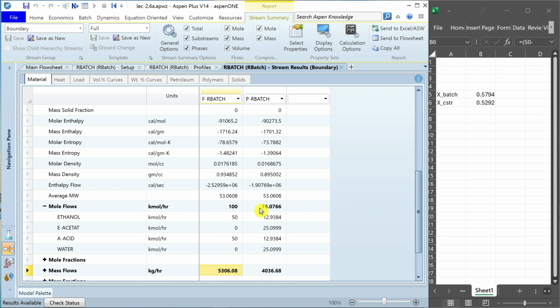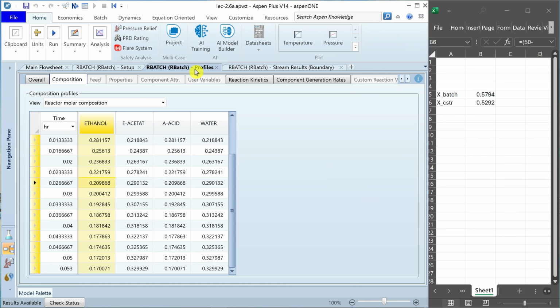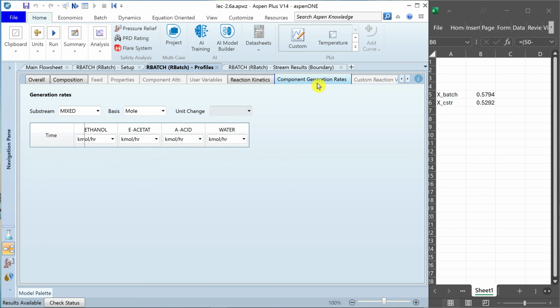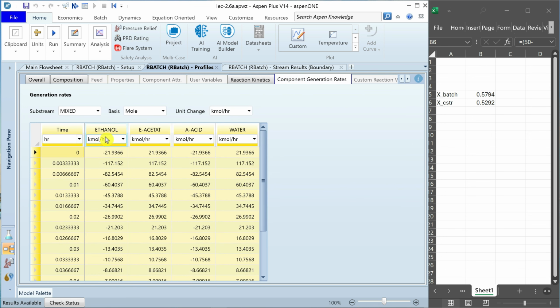So that's why when dealing with the batch reactor, you should be very clear about the results you are viewing. The results presented in the stream summary are averaged production rates from the batch reactor. The actual conversions, accumulated mass, or the concentrations of the individual components at any given time should be noticed from the batch reactor profile results. You can also notice that the generation rates are also given in kilomoles per hour. These are the same units as provided in the stream summary results. However, conceptually they are different.